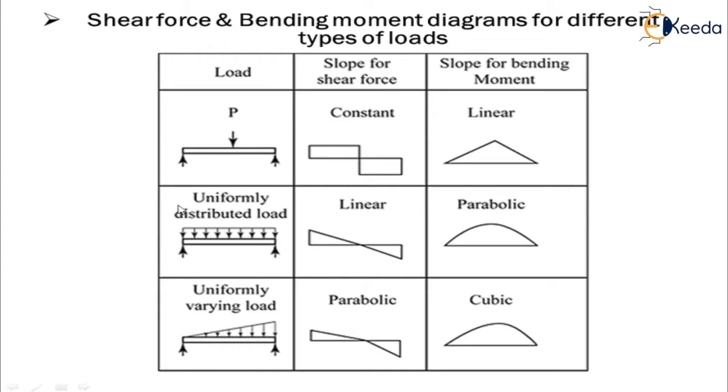If the loading condition is uniformly distributed load, then the slope for shear force is linear or inclined line, whereas the slope for bending moment shows a parabolic profile which is second degree curve. If the condition is uniformly varying load, then the slope for shear force is a parabolic profile or second degree curve, whereas the slope for bending moment is a cubic curve or third degree curve.